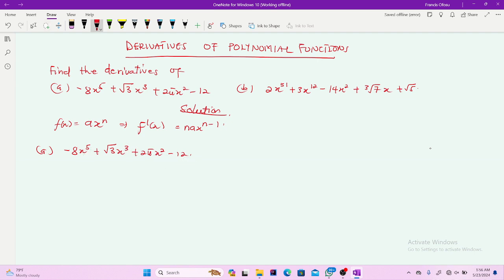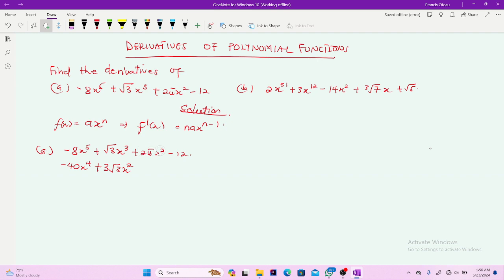When I take the first one, as I did here, I multiply the power by the entire function. So 5 times negative 8 is what? Negative 40. Then you bring your x. You subtract 1 from the power, giving us what? 4. Plus, here too, the power is 3. We multiply 3 by the entire function. So 3 root 3 multiplying x, and I subtract 1 from the power, which is 2.